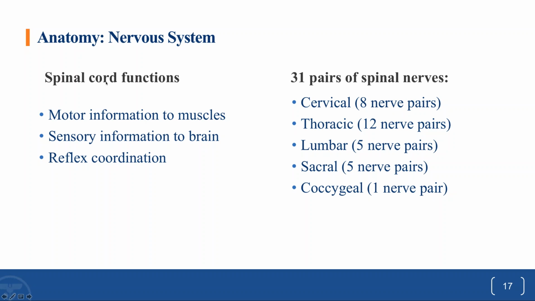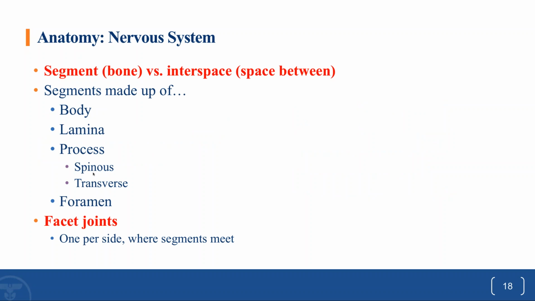Okay. Spinal cord functions, what are they? They send information to your muscles, send info to the brain, and they also are in control of your coordination. And again, we'll talk about segments and interspaces. When they talk about segment, they're talking about the actual bone. So if they say T5, it's the fifth thoracic segment bone. And interspace could be, like when I stated L5S1, the last lumbar, first sacral, the space in between. Okay? And then it tells you what the segments are made up of.